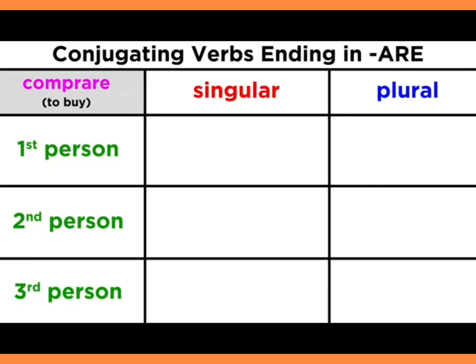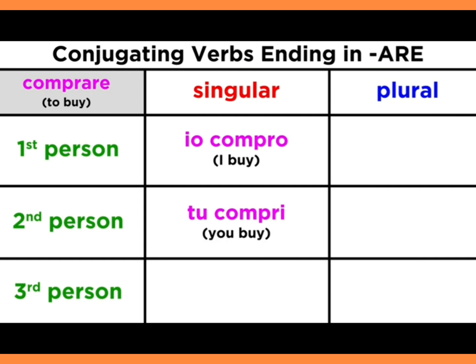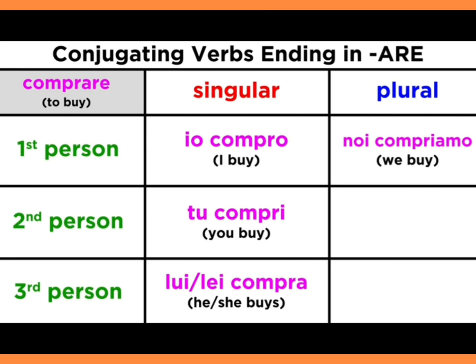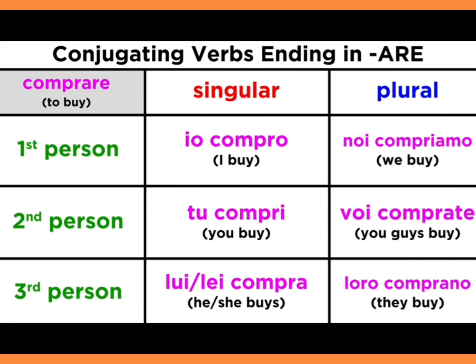So let's all watch this for the rules of the regular verbs and how to conjugate them. Comprare, which means to buy. Io compro. Tu compri. Lui compra. Noi compriamo. Voi comprate. Loro comprano.